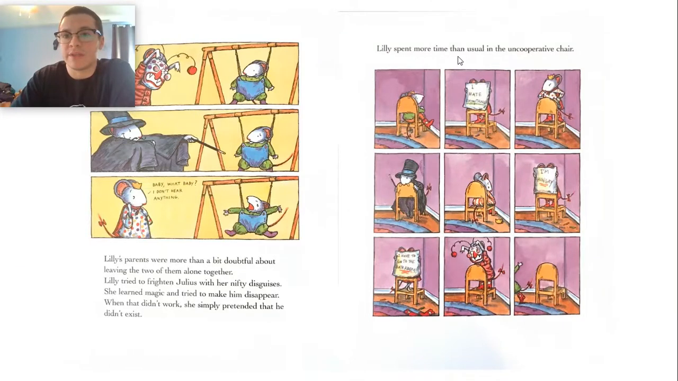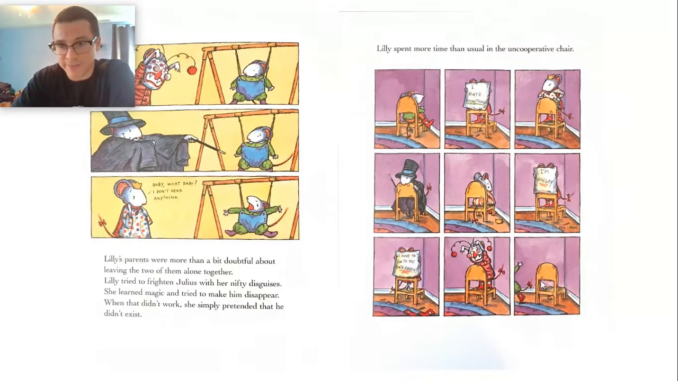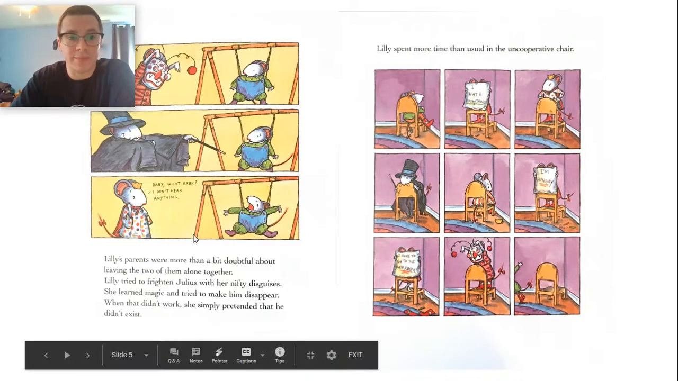Lily spent more time than usual in the uncooperative chair. So now we see some snapshots. She's facing the wall. She has a sign that says, I hate everything. Now she's got her hands on her hips and she looks very angry. Now she's a magician. Maybe she's trying to disappear. And then her crown fell off and she's crying. Now she's hungry. Now she has to go to the bathroom. She's trying to scare everybody else. And she leaves. So it seems like she's spending a lot of time in the uncooperative chair for not being kind to Julius. Let's keep going.